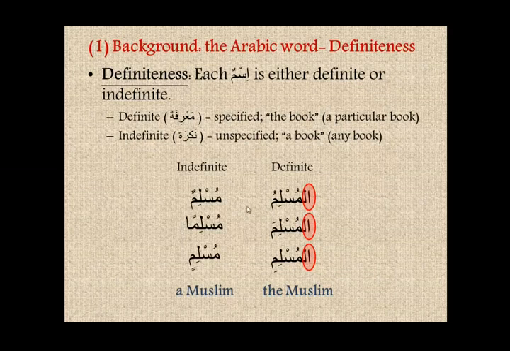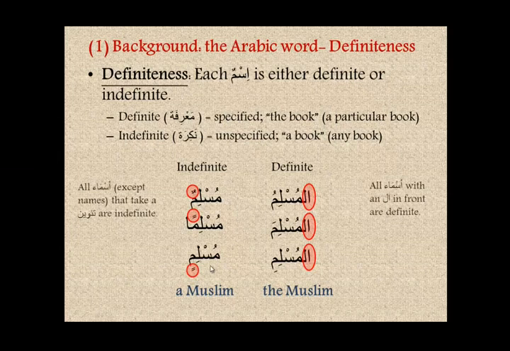We can convert all of these words into their indefinite forms by dropping the alif lam and adding a tanween. So al-muslimu becomes muslimun, al-muslima becomes musliman, and al-muslimi becomes muslimin. And these words now mean a Muslim, any Muslim. And the tanweens are highlighted here.